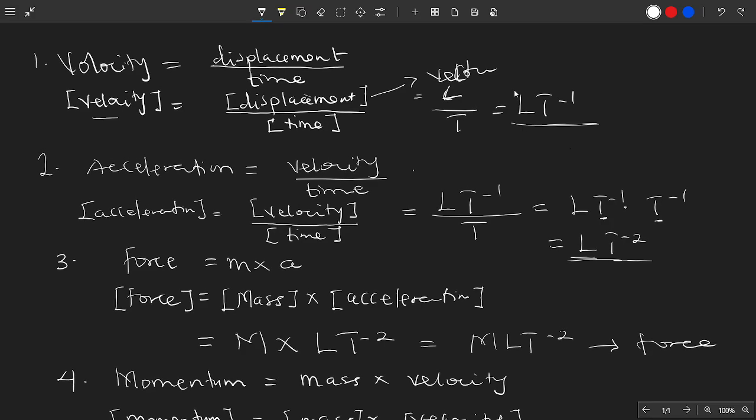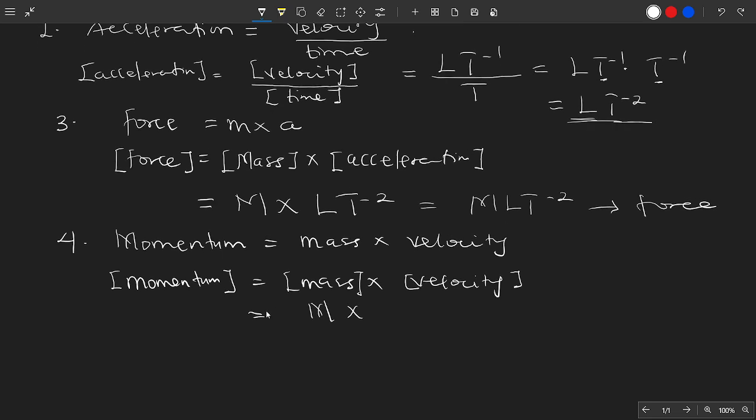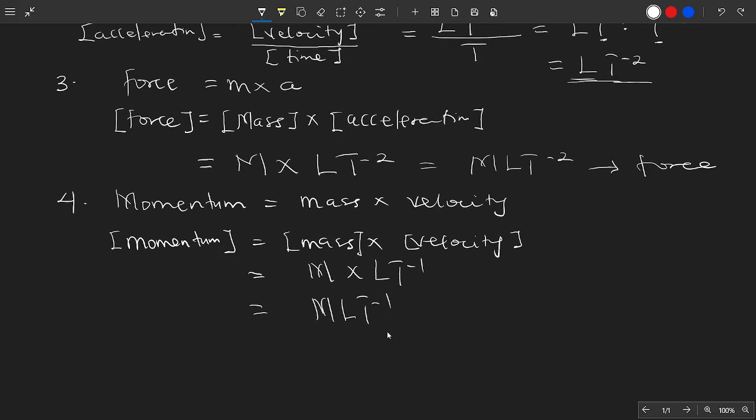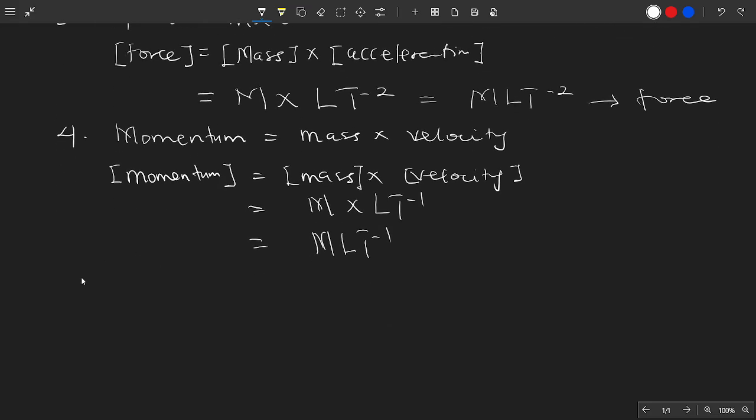So let's cross check from here. This is LT negative 1. So times LT negative 1. All right. So meaning that the dimension of momentum is what? MLT negative 1. All right. So that is that for the momentum. Now, let's move on to the next one.